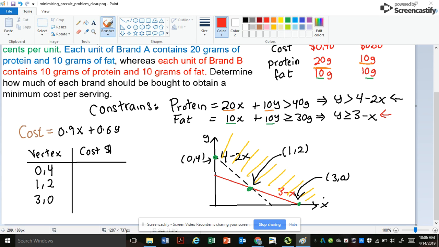Okay, so when you evaluate this function, you get the total cost for these different mixtures will be $2.4, $2.1, and $2.7. And you can identify that this point corresponds to our minimum possible cost. Okay, that will be the solution. So it will be when you have one x and two y's, or 1 unit of brand A and 2 units of brand B, making my possible minimum cost of $2.1.